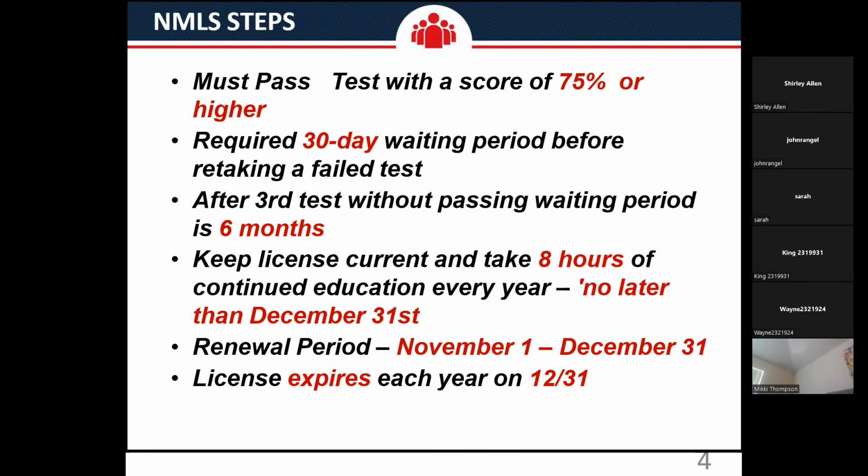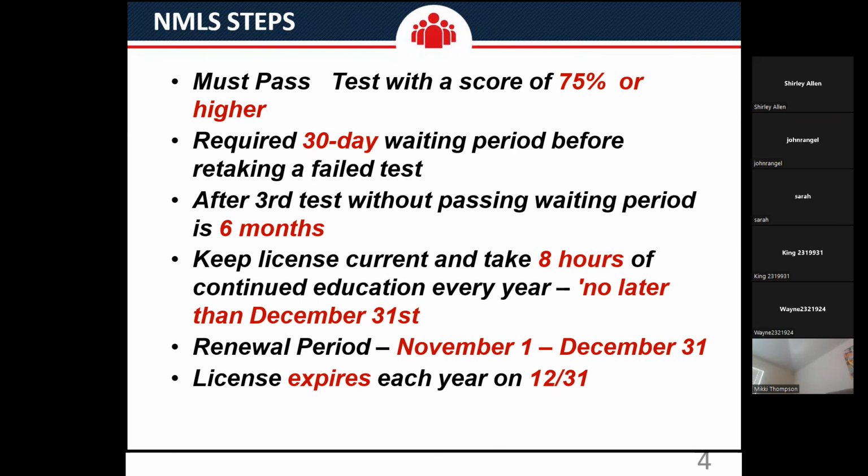After the third test without passing, the waiting period then becomes 6 months. So we want to avoid that if we can. In order to keep your license current, you must take 8 hours of continuing education every year, no later than December 31st. And that should be an easy day to remember because that's New Year's Eve.